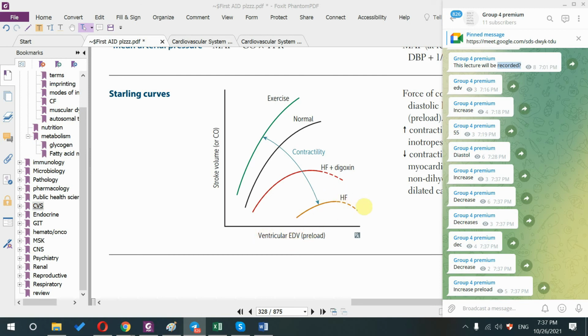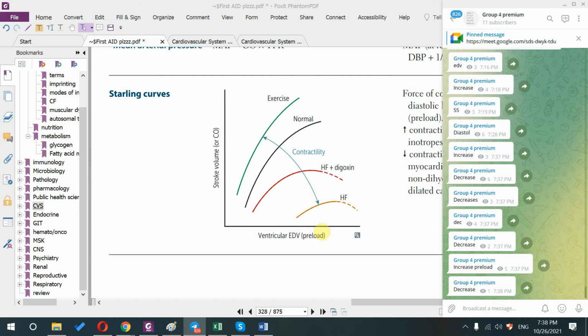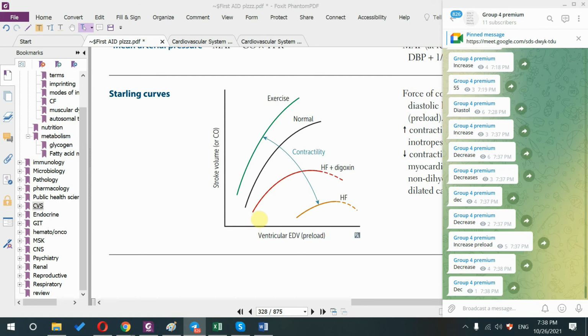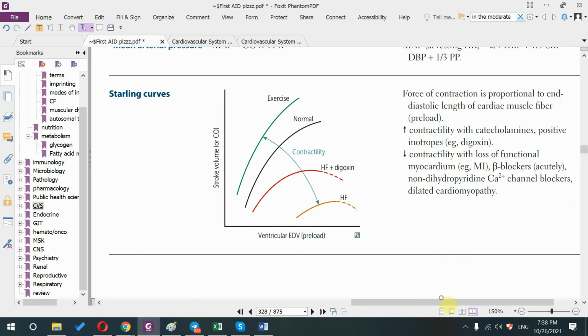And if we say someone has heart failure, and now you gave him digoxin, his contractility goes up. Digoxin increases the contractility. And if the contractility goes up, what will happen to the preload? Decreases, exactly, shift to the left. Awesome job, guys. You are masters. You know what you are speaking about.